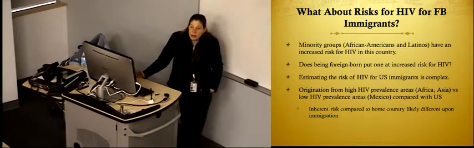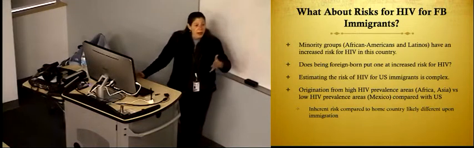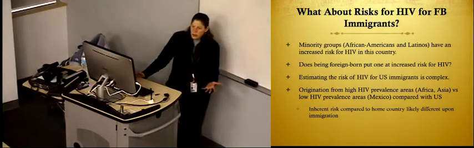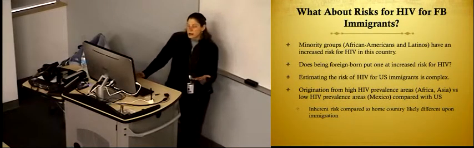So minority groups in this country have an increased risk of HIV. African Americans and blacks have higher rates of HIV in this country. So does being foreign-born put one at further increased risk for HIV once they're already here? So they get here, they're not HIV positive, presumably. And then are they going to get HIV, or are they at higher risk of getting HIV simply because they're here? So let's think about this.